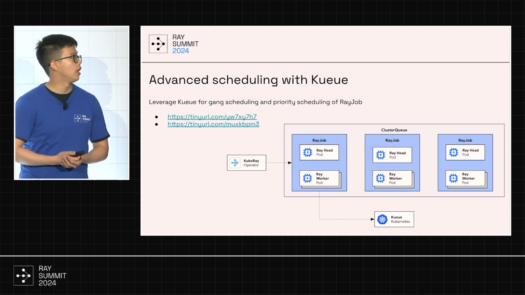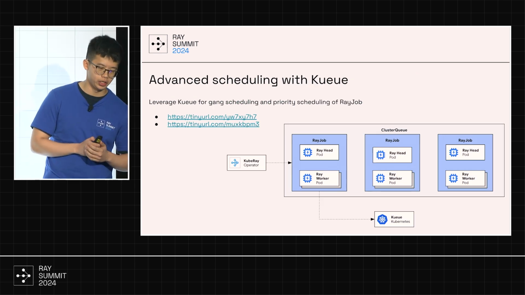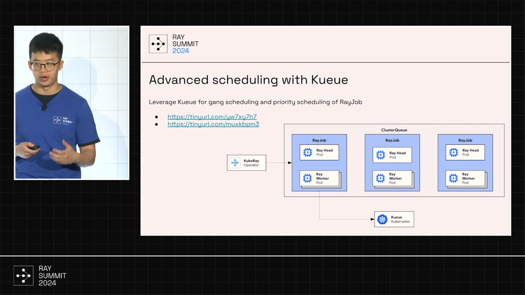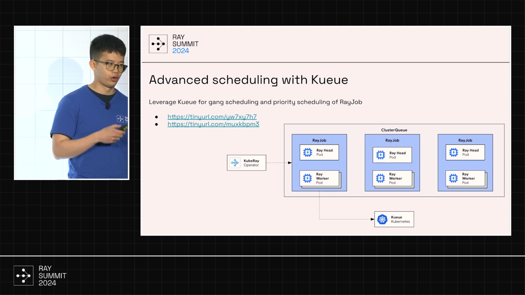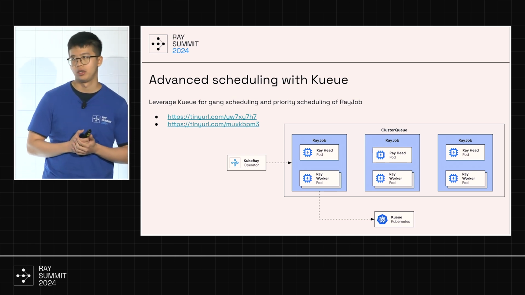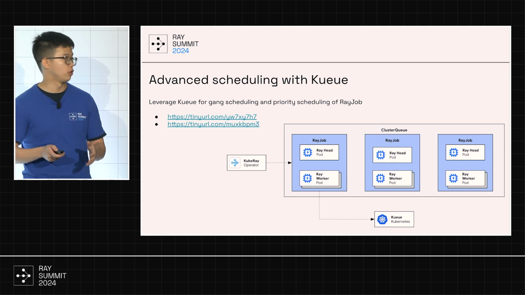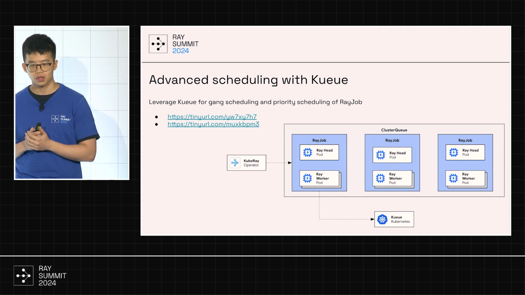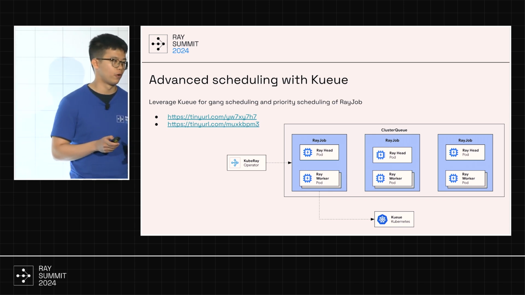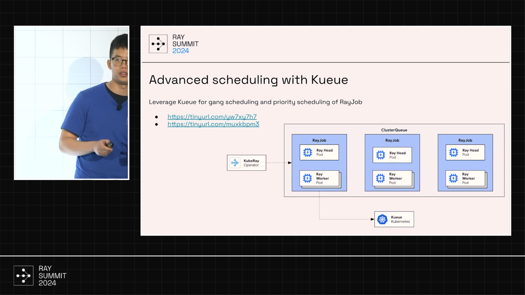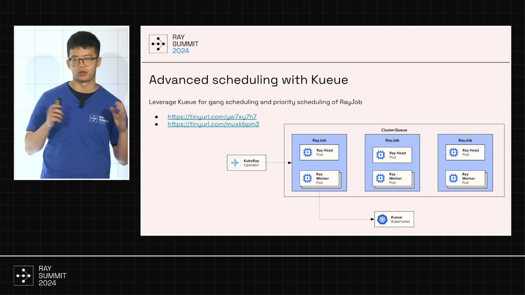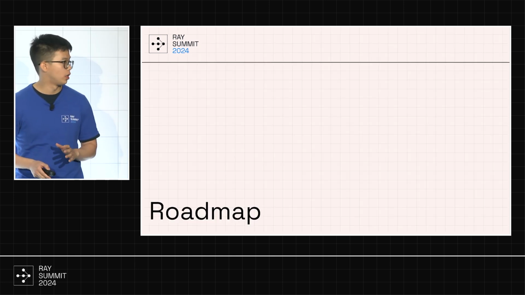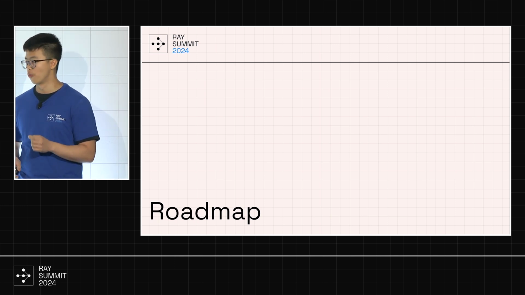Yeah, and next, we also integrated with Kueue to unlock some advanced scheduling capabilities. Kueue is a popular Kubernetes-native scheduler, and today with Kueue, KubeRay users can achieve gang scheduling or priority scheduling. And I think it is especially useful for larger teams who want to achieve multi-tenancy in a single Kubernetes cluster or want to share resources between different Ray clusters. Yeah, and Andrew will talk about the roadmap and some ongoing projects for the KubeRay community.